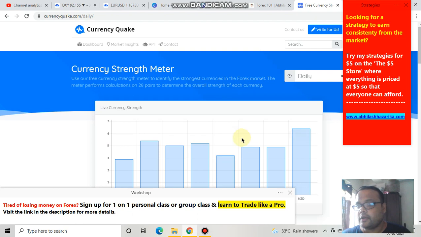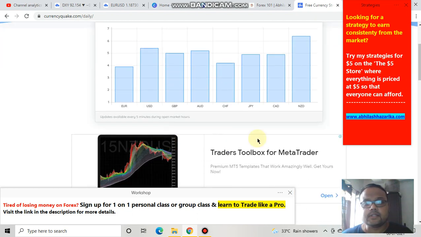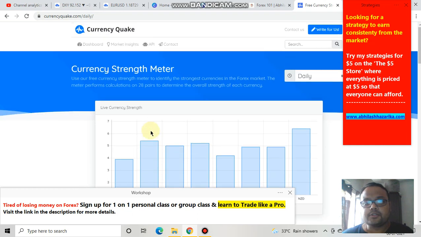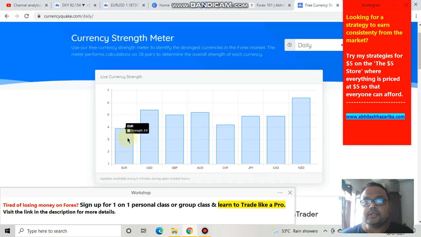And if I take you to the currency strength meter, okay, this is the currency strength meter. It's a free tool. You can get the currency strength meter at currencyquake.com. Okay, and in the daily chart also, you can see that euro is standing at 3.9, whereas dollar is trending at 5.4.